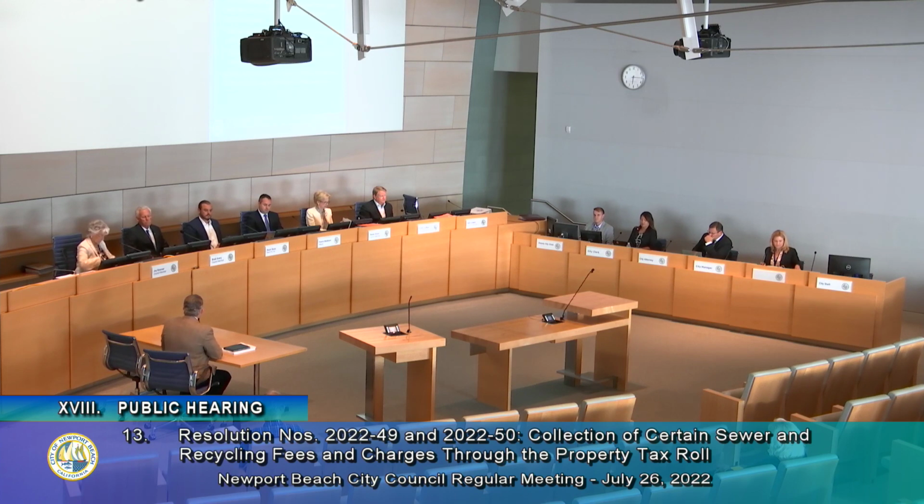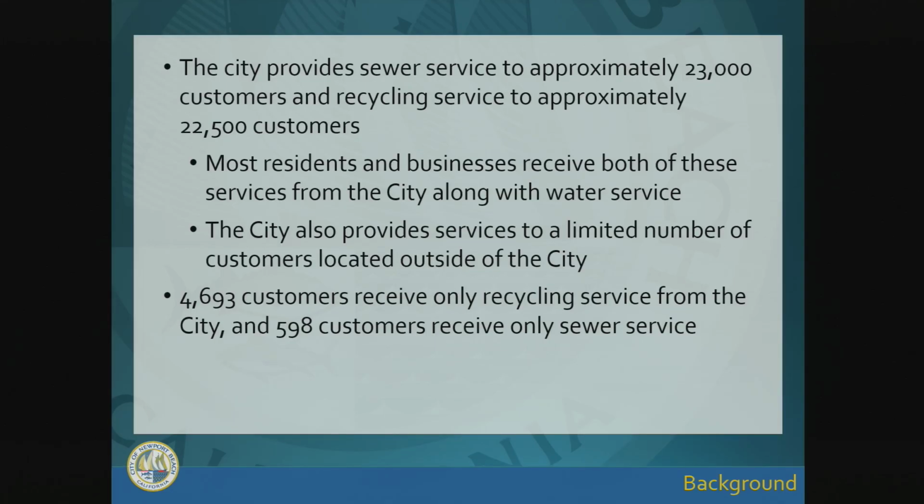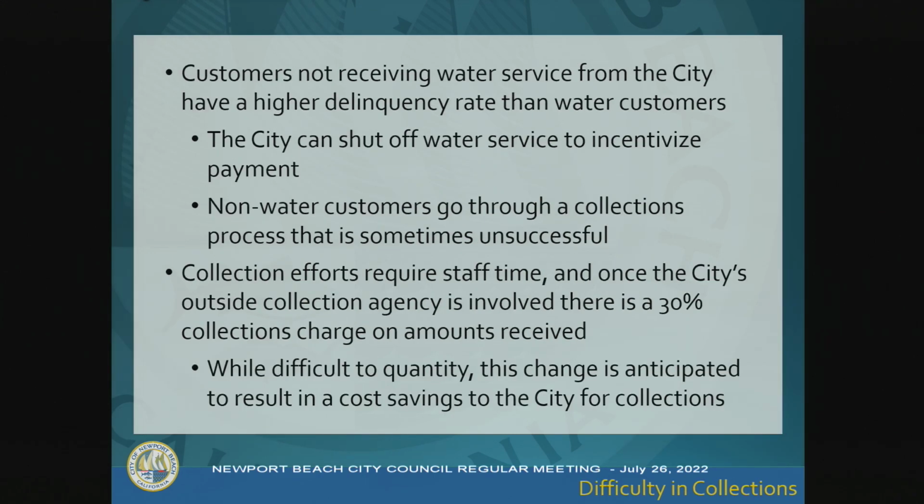The item before you this evening has to do with a subset of our utility bills where we are only billing a customer for either sewer service or recycling service. Most of our customers also get water service from the city. And so you'll see here on the slide a listing of the number of accounts that we're talking about here. So it's about 5,000, well under 5,000 on the recycling side and about 600 on the sewer side.